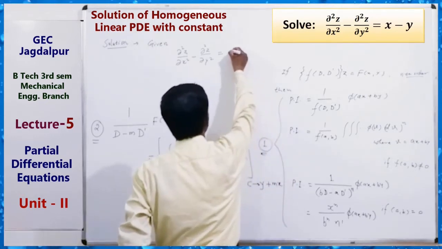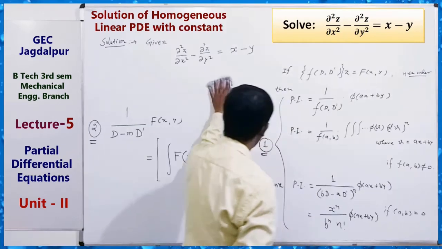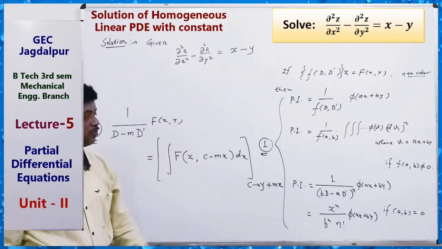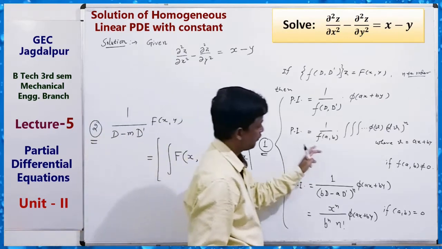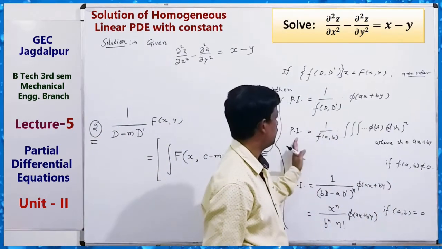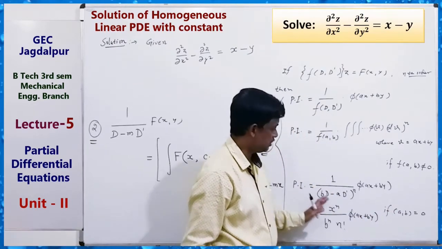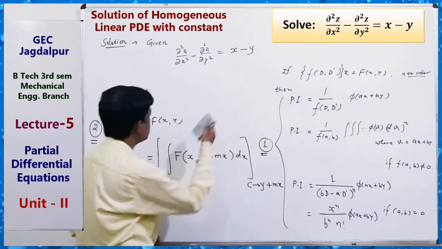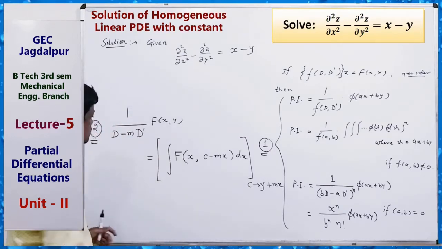X minus y. This is given. Okay, so these are formulas. So remember it. Whenever f(a,b) is not equal to 0, then you can apply this. Whenever f(a,b) equals 0, then you can apply this. And also here. Clear?